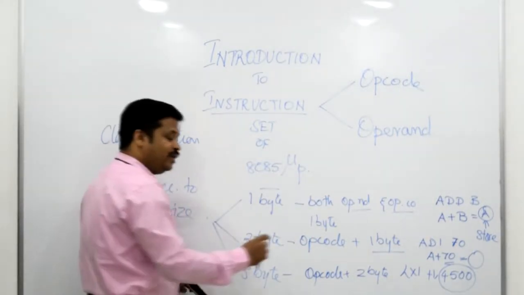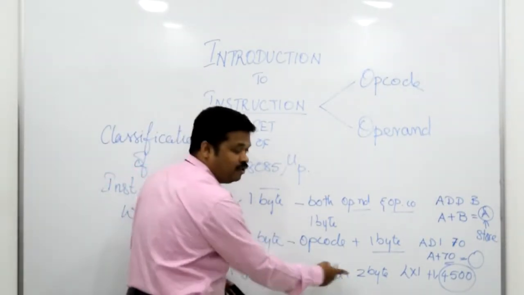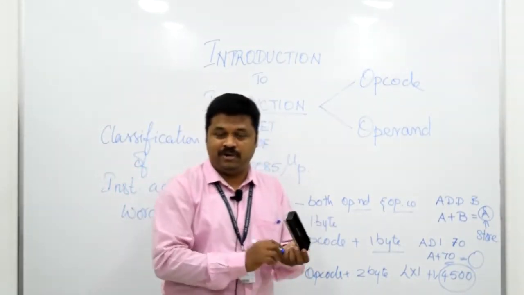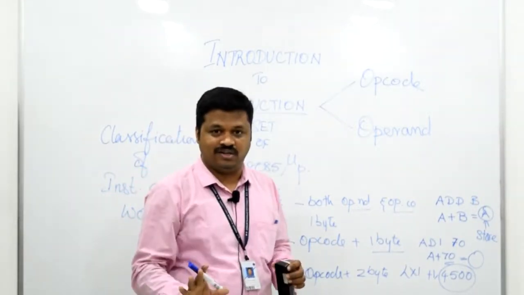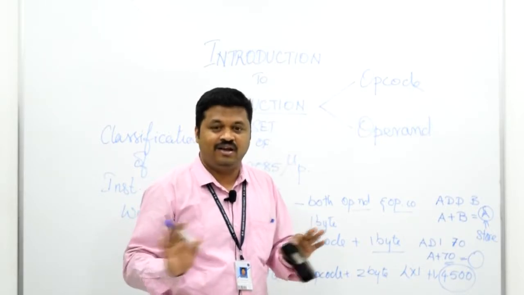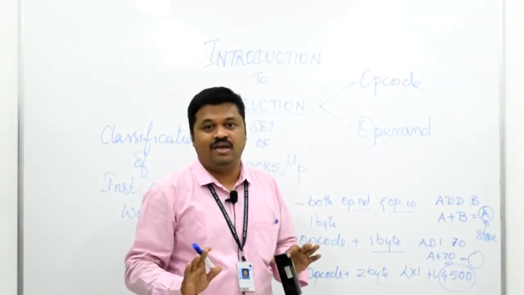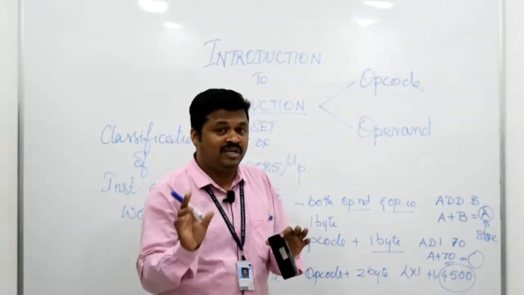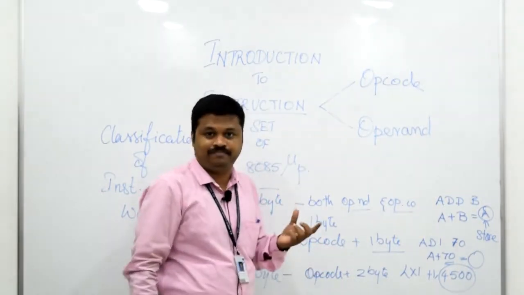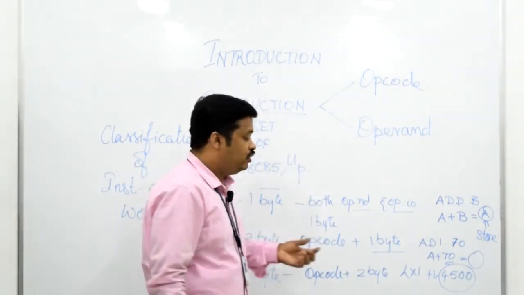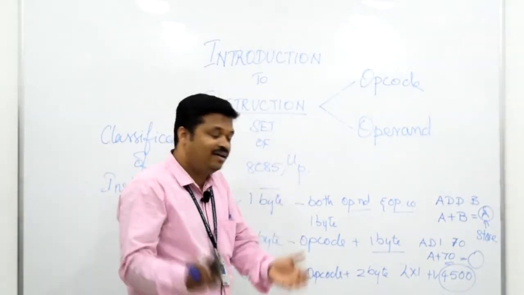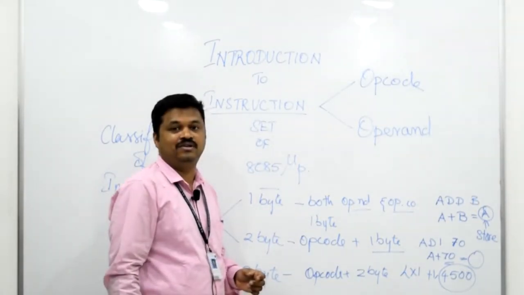In the 3 byte instruction you will have an opcode which is of 1 byte and an operand which is of 2 bytes. To put it in a very simple manner so you can remember easily, look into any instruction. If the instruction does not have any numbers in it, you call it a 1 byte instruction. If you see a number and the size of the data is only 1 byte, it belongs to a 2 byte instruction. And if you see data which is of size 2 bytes, it is a 3 byte instruction.